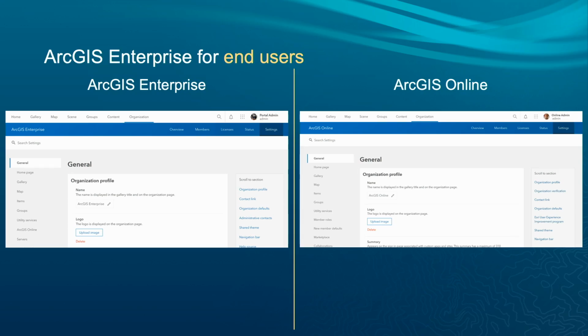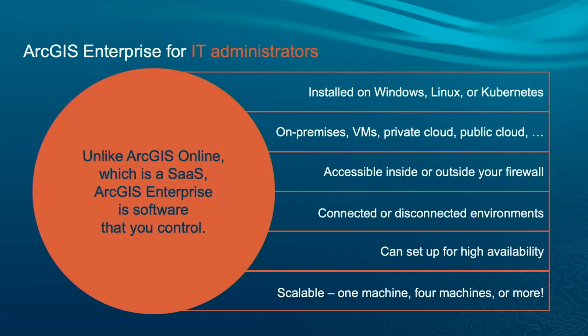On the left side of the screen here, we have that ArcGIS Enterprise portal, and then we have an ArcGIS Online organization on the right-hand side. And you can tell they look pretty much identical. That's intentional. We actually share a code base. There are some nuances between the two products on the front end, but largely that user experience is going to be very similar. Now, where things start to get really different is on the back end of ArcGIS Enterprise.